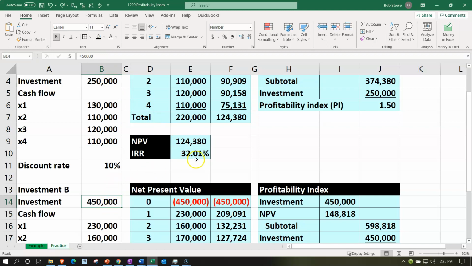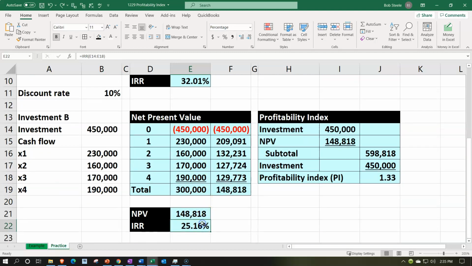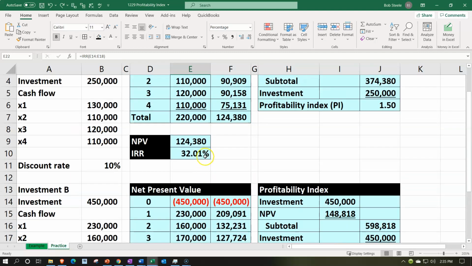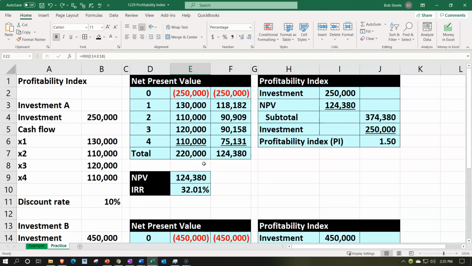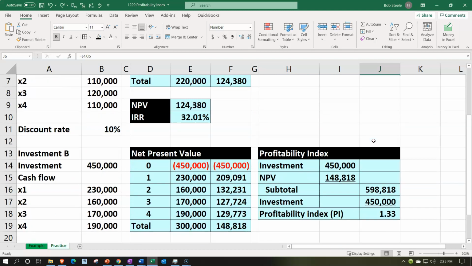And so note that the internal rate of return shows 32.01 versus the 25 down here. So the internal rate of return would actually show that project 1 would be better if I based it on the internal rate of return. And you can also basically see that taking into consideration the larger amount that's being put into B to get the return with the profitability index, which also would indicate that actually project 1 would be the way to go as opposed to project 2.